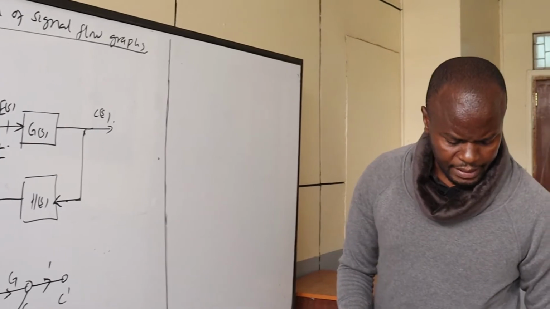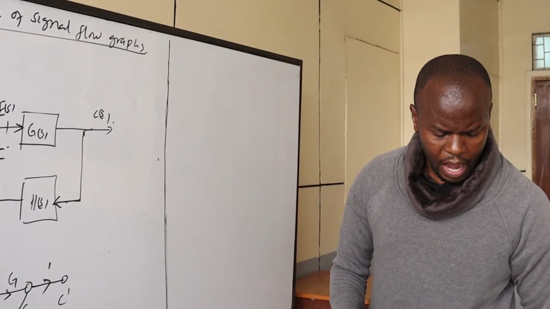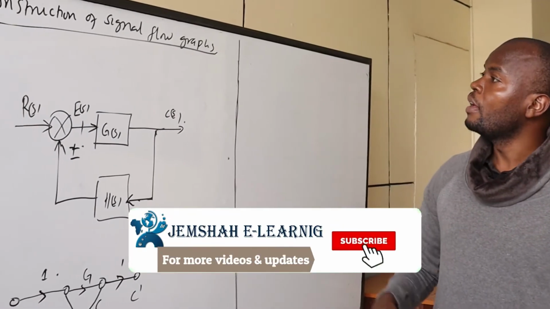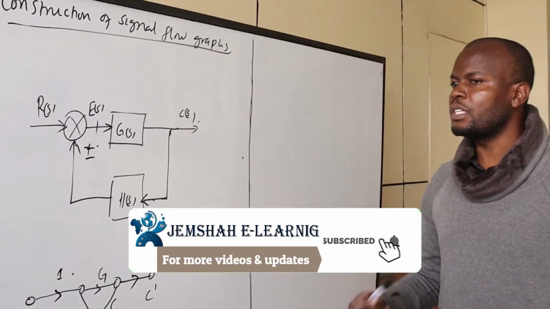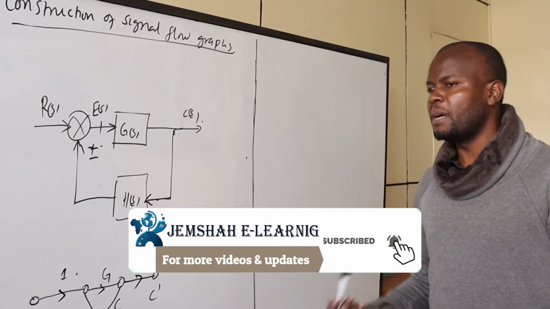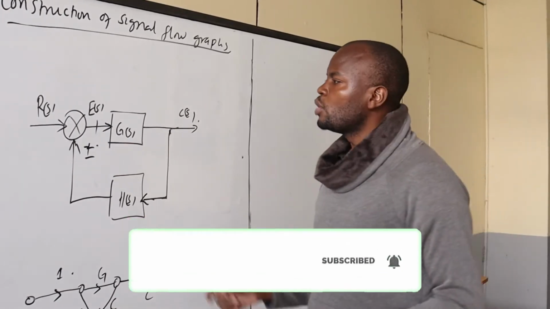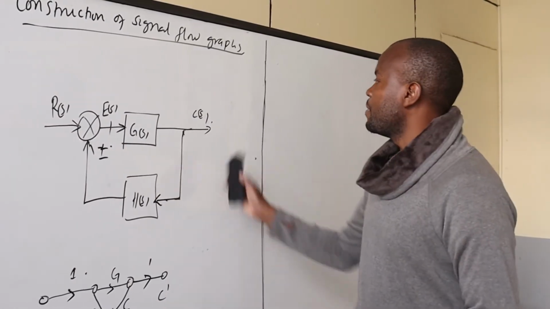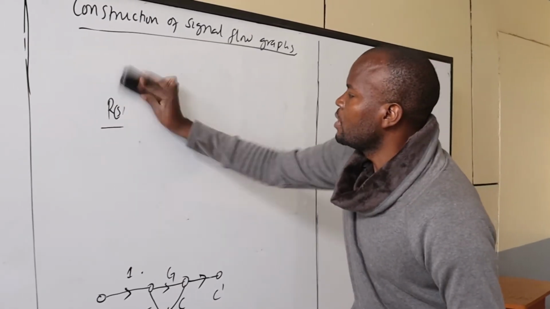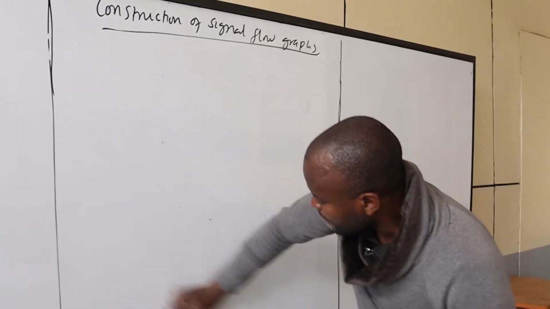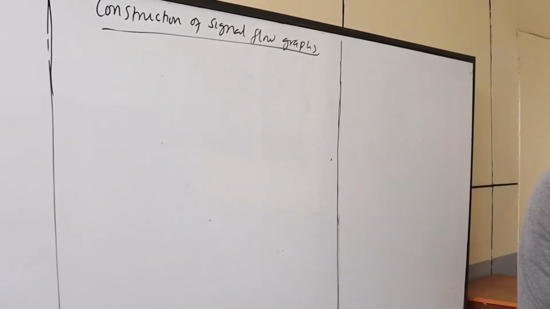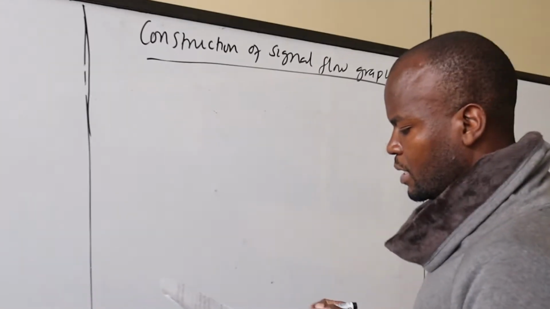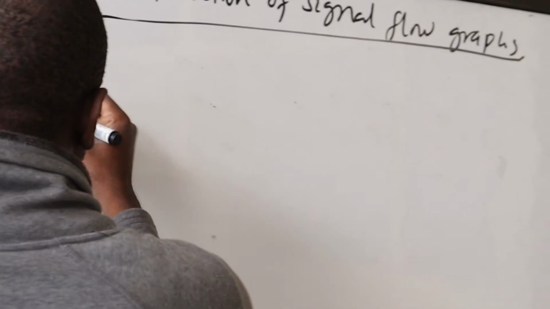So I want us to consider some of the equations. I want us to now consider equations and use the simultaneous equations in order to develop a signal flow graph. So let's look at that, and then from there we can see how we go on. So consider the following equations. Consider a system described by the following set of simultaneous equations.